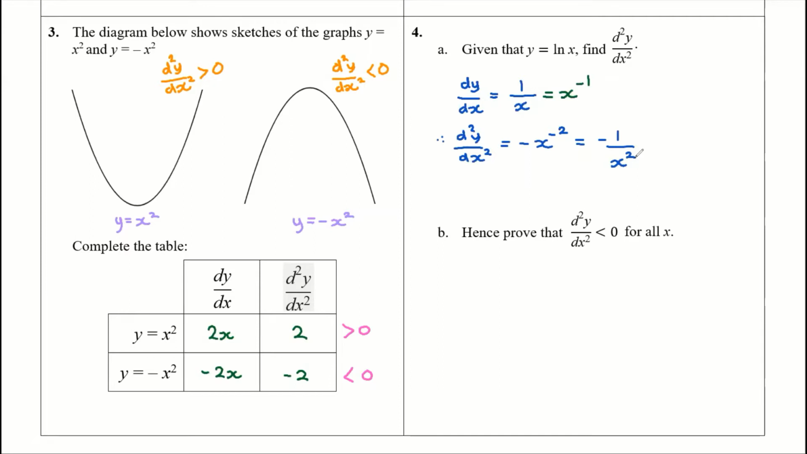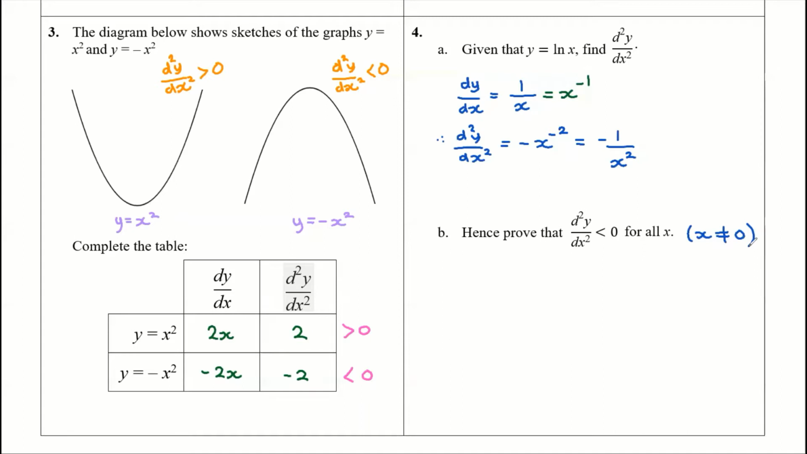Now, for part B, it says hence prove. So that word hence again, that the second derivative is always negative for all x. Now, I'm just going to stress something here that wasn't included, that x, of course, cannot be equal to 0. We cannot sub 0 into that because it's not defined. Let's see if we can prove this.